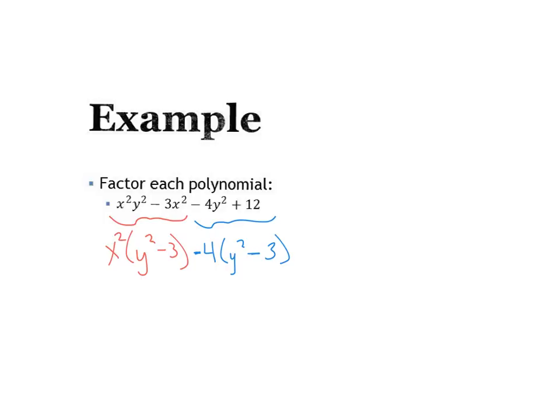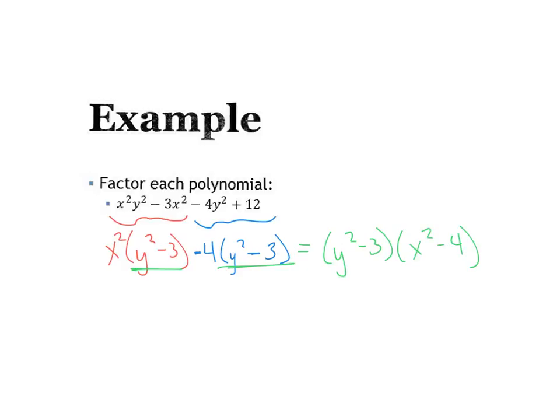The reason I wanted to pull out a negative 4 is because I need these two to be the same. You can only factor by grouping if those two are the same, and they are. That becomes your GCF. So you're going to pull y squared minus 3 out front. That's your third GCF, by the way. And then you write what's left, which is going to be x squared minus 4.